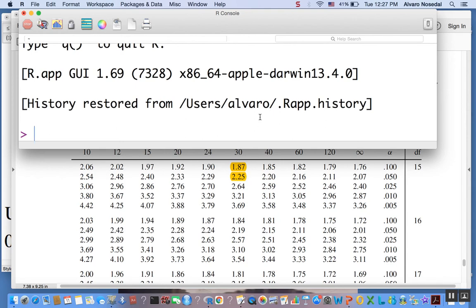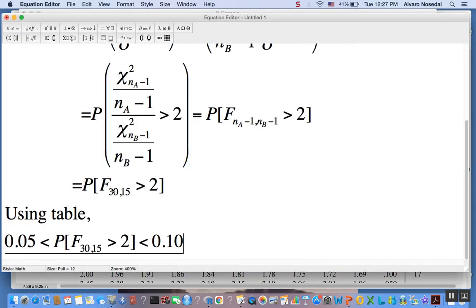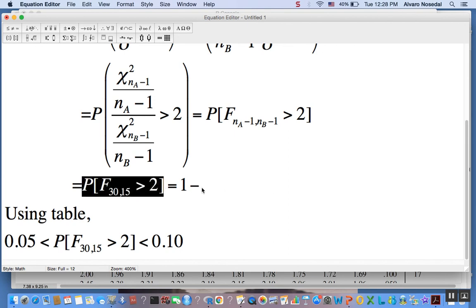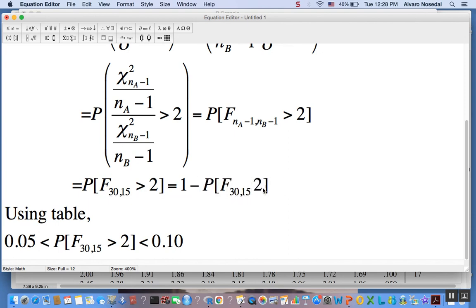So if you want the CDF of an F distribution, meaning the cumulative distribution function of an F distribution, the function that you will be using is pf, okay? And then you need the number that you're interested in. In this case, I want the probability to the right of 2, or the proportion of observations to the right of 2. But note that since R uses the CDF, you want to rewrite this like so.